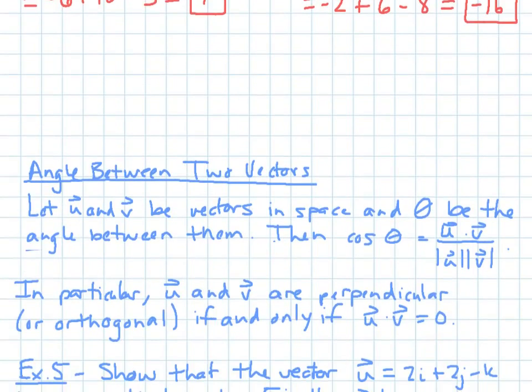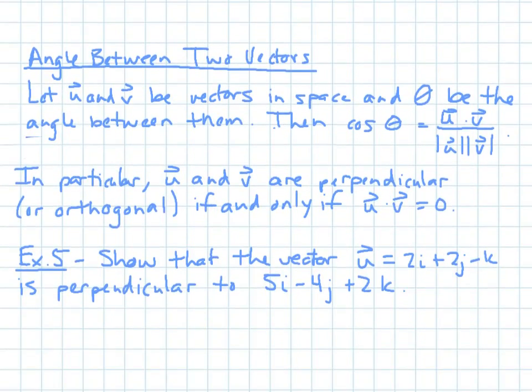And the last thing we'll talk about in this section is that you can find the angle in between two vectors. If we let vector u and vector v be vectors in space, and theta be the angle in between them, then cosine of theta equals the dot product of vector u and vector v divided by the magnitudes of vector u times vector v.